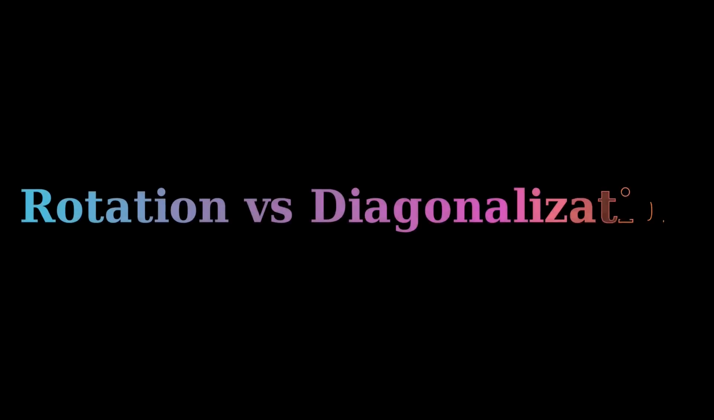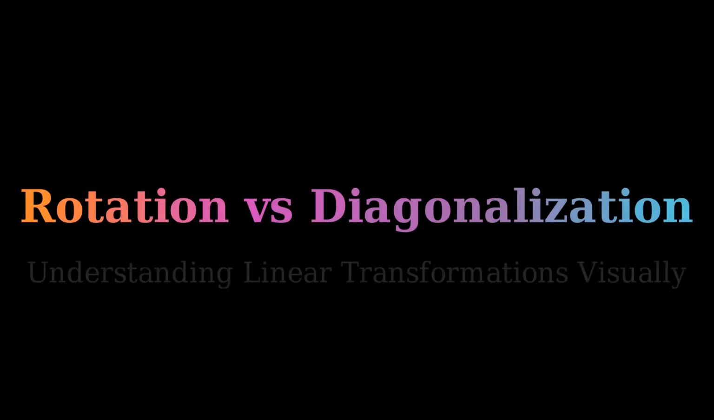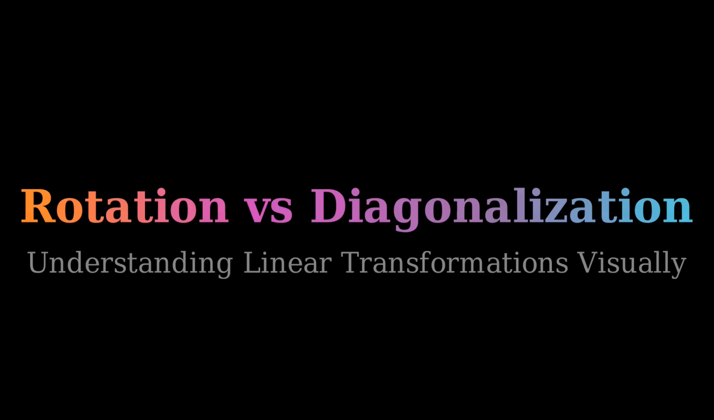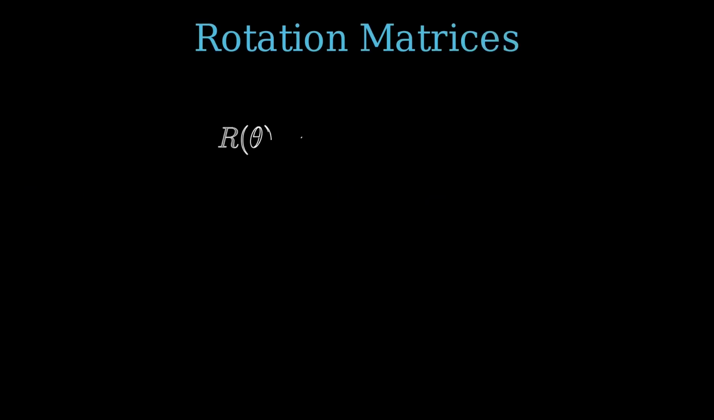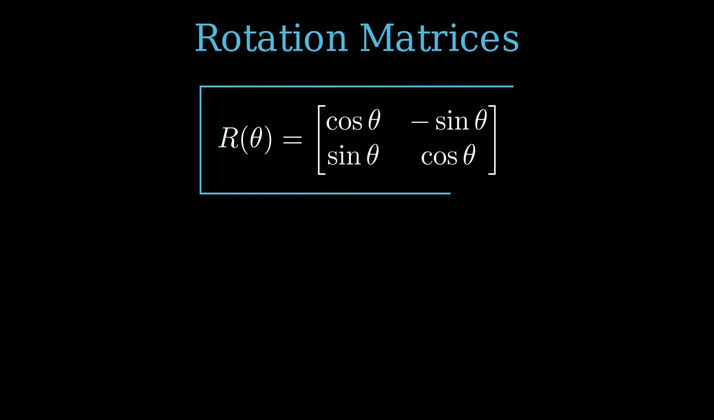Welcome. Today we'll explore two fundamental linear transformations, rotation and diagonalization. Let's start with rotation matrices. A rotation matrix spins vectors around the origin without changing their length.